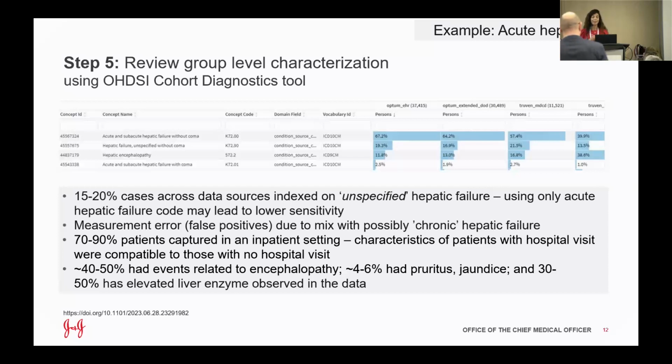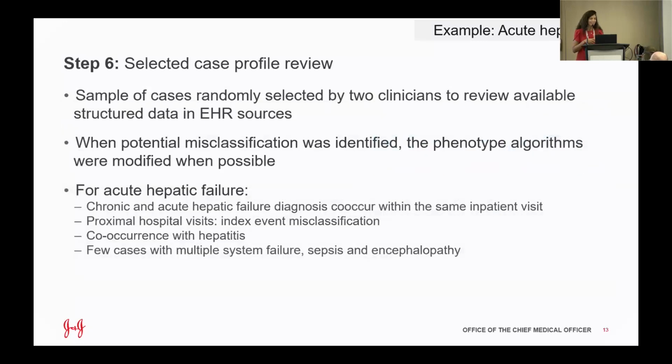You can also look at the entire characteristics, all the code distribution of the people who met the definition in different time periods related to the index. So here in acute hepatic failure, we learned from our tools that about 40 to 50% of the people had events related to encephalopathy around that time of index, which is good. That's something you expect. Some have jaundice, and some, about 30 to 50%, had elevated liver enzymes observed in the data. And that again gives you some clinical validation that the cases you're detecting are what you expect and what you're looking for. Again, this is not perfect, but it gives you some idea of maybe potential errors or non-errors.